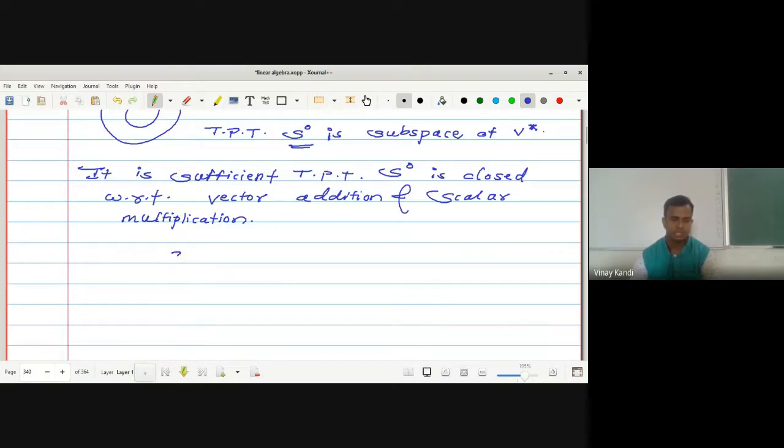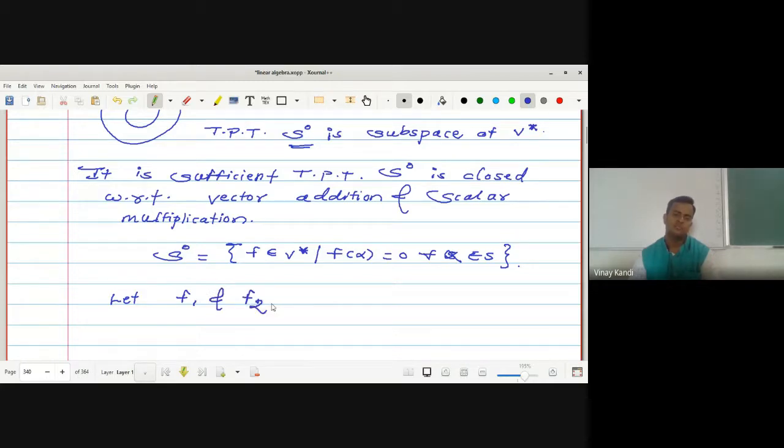What is this? Annihilator of S is equal to collection of all linear functionals f belongs to V star such that F of alpha is equal to 0 for all alpha belongs to capital S. Okay, so this is the nature of annihilator of S. Now take any two elements belongs to annihilator of S. Okay, let F1 and F2 belongs to annihilator of S be any two vectors.